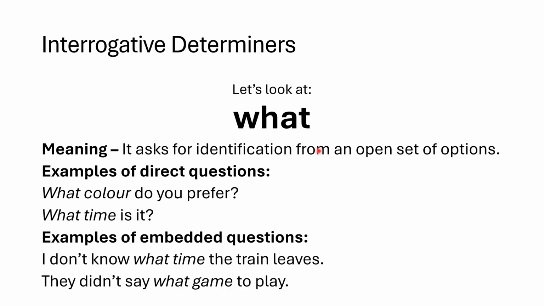Let's look at what. The meaning. It asks for identification from an open set of options. Here are some examples of direct questions. What colour do you prefer? What time is it? Here are some examples of embedded questions. I don't know what time the train leaves. They didn't say what game to play.